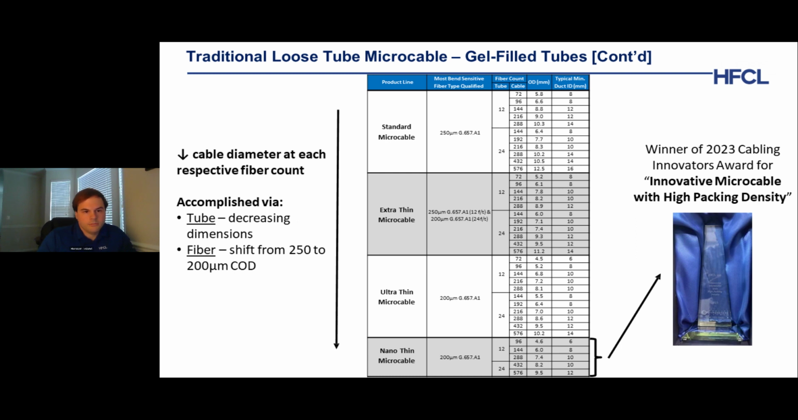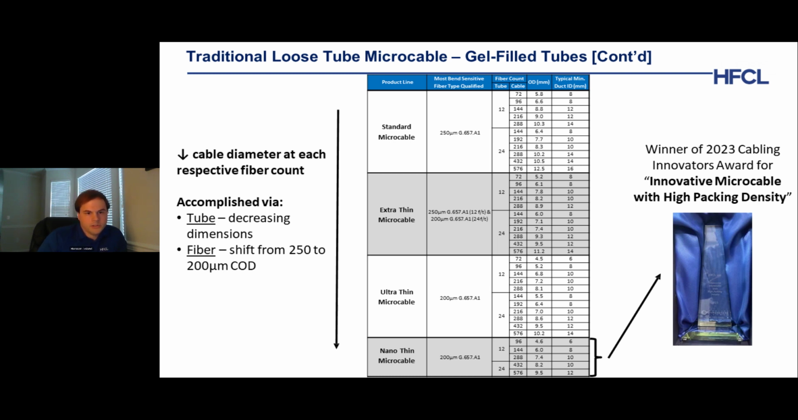Looking at expanding this out, it's a little bit of an eye chart here, but these are the offerings of HFCL. Starting off with the top left is our standard microcable, all the way down to our extra thin, ultra thin, and finally our nano thin. As you go down the column, you'll see a decrease in cable diameter with respect to each of the fiber counts listed here. Something I didn't touch on a moment ago is all these fibers are qualified with G657.A1 type fiber, so you have that backwards compatibility.